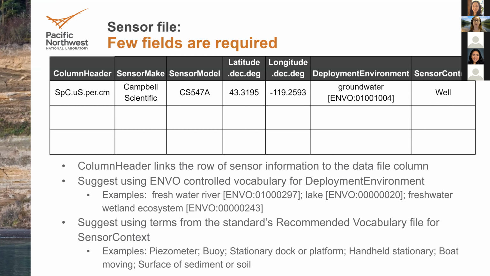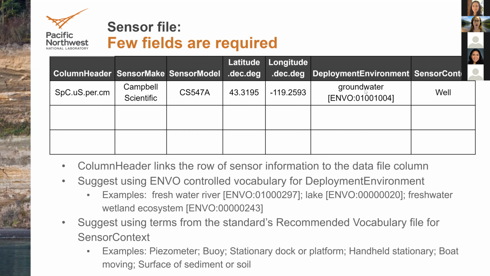And then it has very basic location information. So we have lat long, and then deployment environment is essentially what water body did you deploy your sensor in. So in this example, it's groundwater. We are suggesting that people use a controlled vocabulary for this, the ENVO controlled vocabulary. And so it's super easy to use. You go on the website, you type in basically anything, and they have tons and tons of options. We include a couple in the standard and also listed a few here. You can see freshwater river, lake, etc. And that just has the term and then this code associated with it.